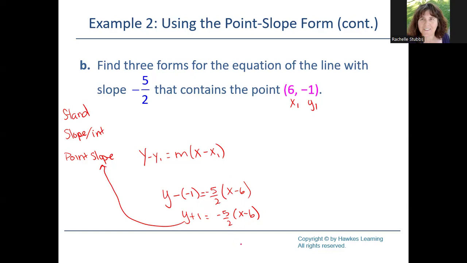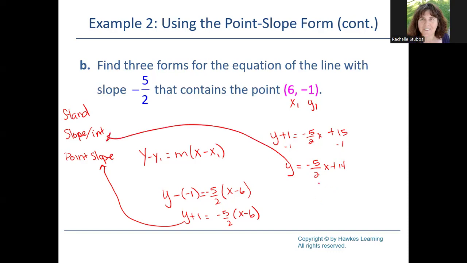Okay. But if I go ahead and continue to solve for y, I would get y plus 1 equals negative 5 halves x minus, but actually it's going to be plus because a negative 5 times a negative 6 is a plus 30, but divided by 2, that's going to be plus 15. And then I'm going to subtract 1 from both sides, and so I end up with y equals negative 5 halves x plus 14. That would be slope intercept form.